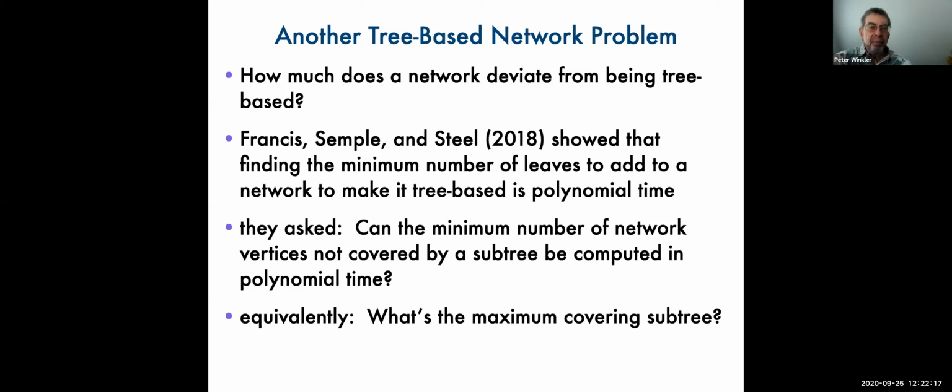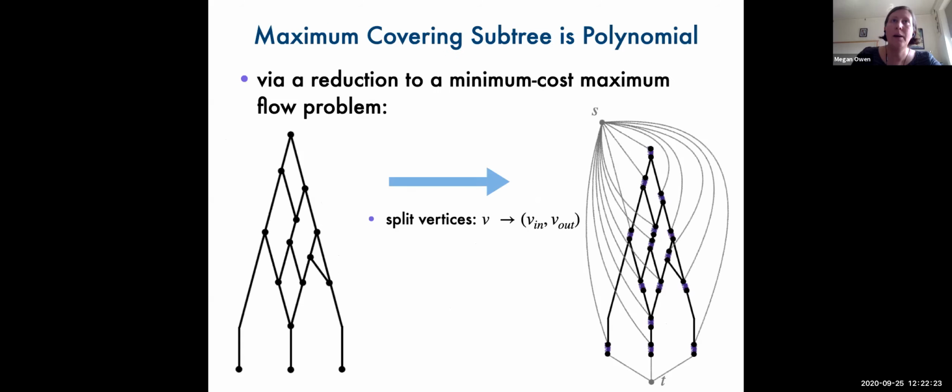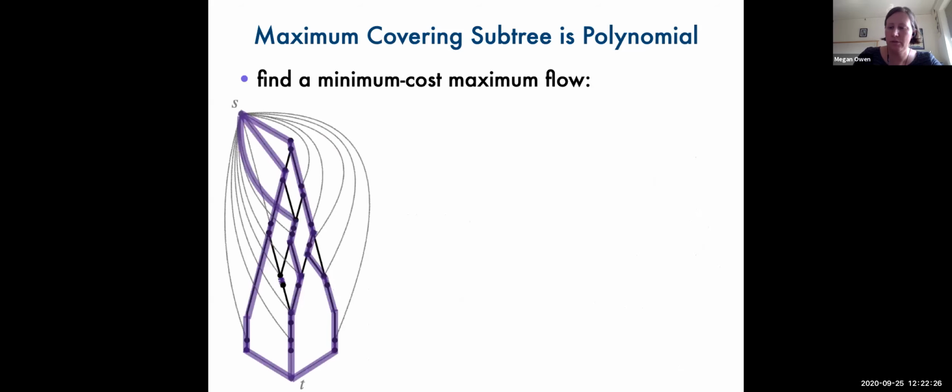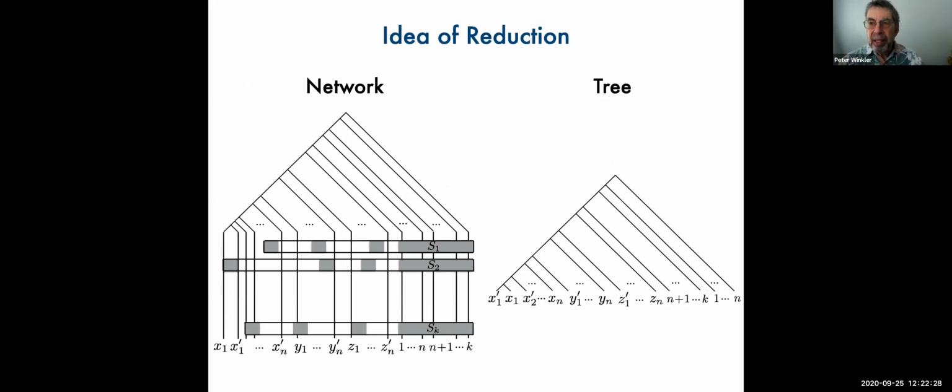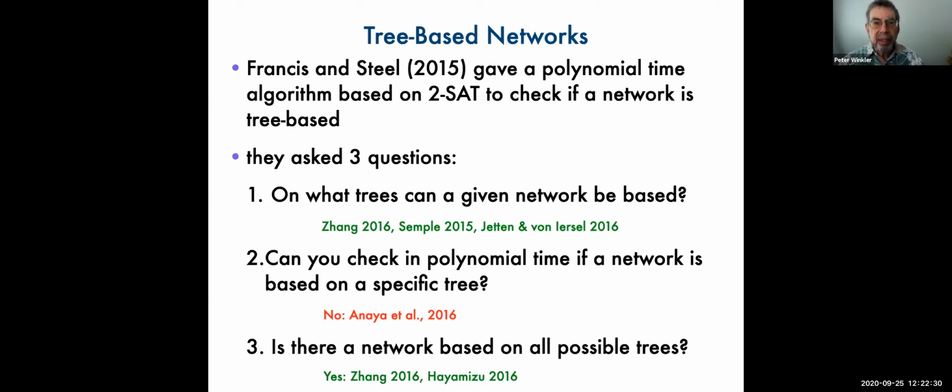I have a question, Megan. The third problem that you listed on the previous problem page, asking whether there is a network for any possible tree. Is that right? Is there a network based on all possible trees? That's sort of not clear to me what that means. I mean, certainly if you're given a tree, that tree is already a network by itself.